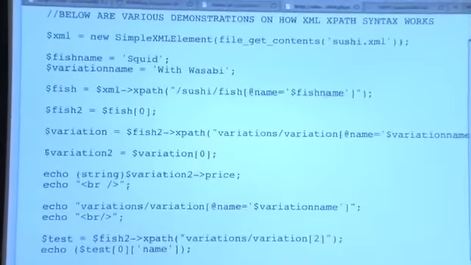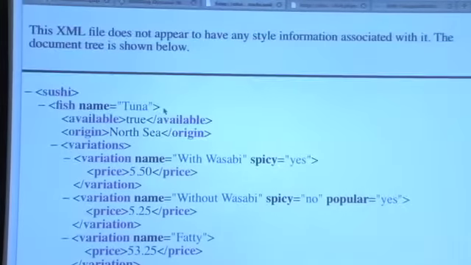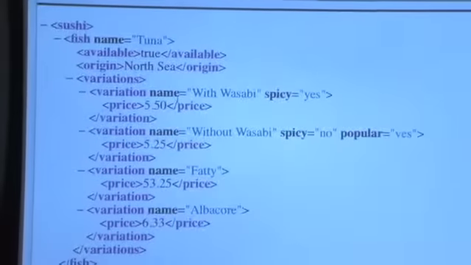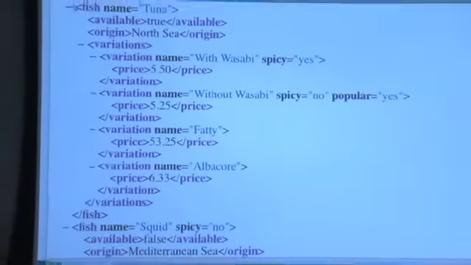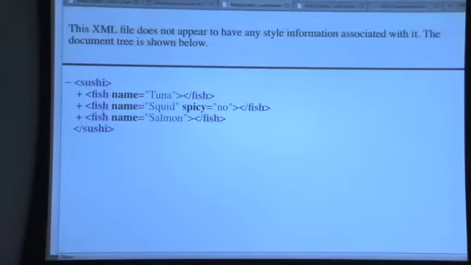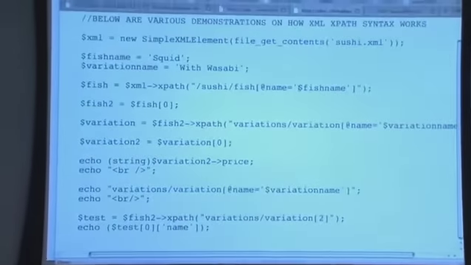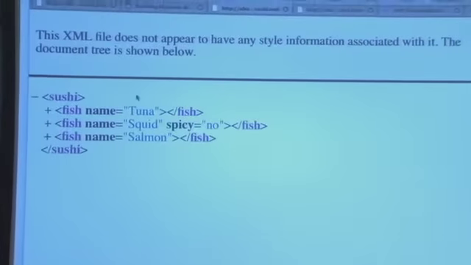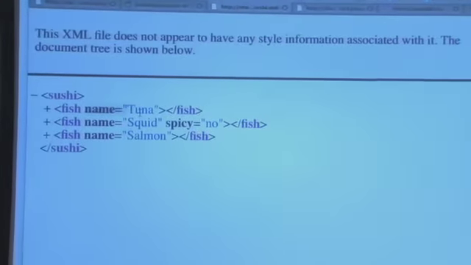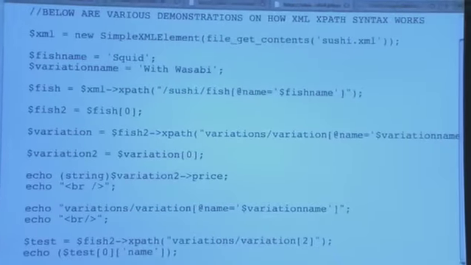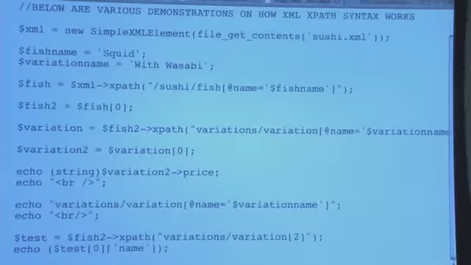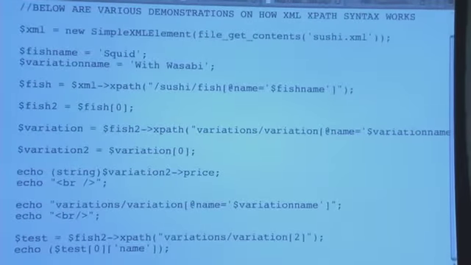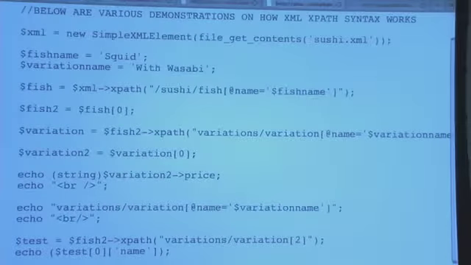So the XML file here is, let me close all of these. So just like with Unix file directories, /sushi is basically the home root element, and /fish, and here it says @name equals @fish name. So it's very clear what this does because here we have this name attribute which says tuna. So we're basically saying select all of those fish whose name equals fish name, which we've specified as squid. Does that make sense so far?